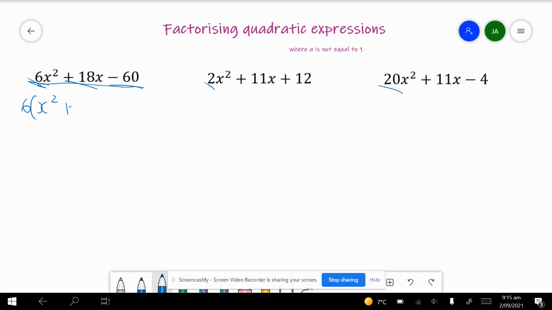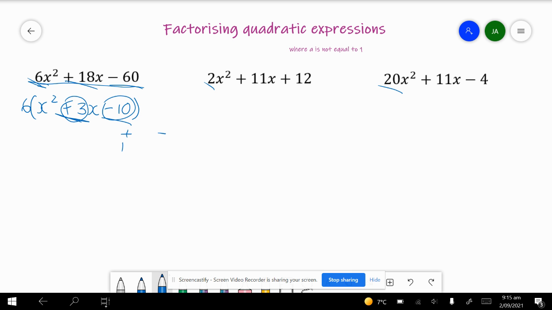18 divided by 6 is 3, and 60 divided by 6 is 10. Okay, and then factorise that, and it's much easier when you've got no coefficient now in front of the x squared. So we look at two numbers that multiply together to get minus 10 and add together to get plus 3. One's positive and one negative, and the positive number has to be bigger than the negative number because it has to add together to get a positive number.